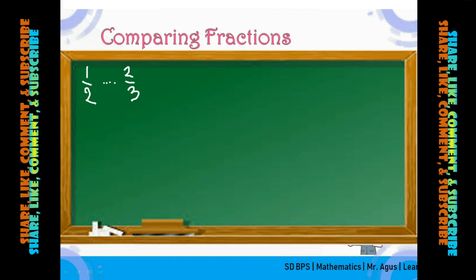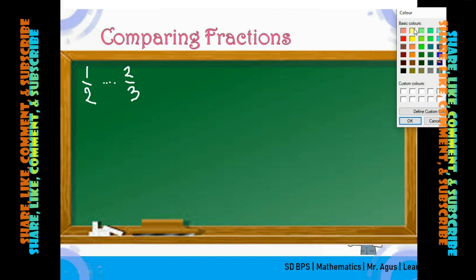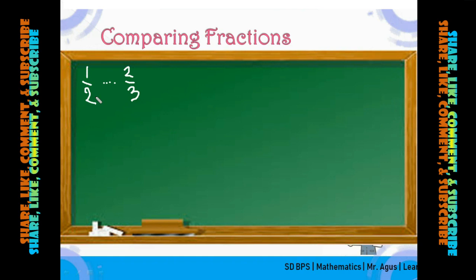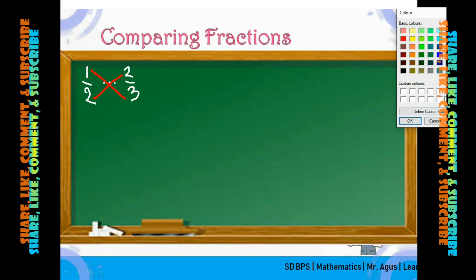Cross multiplication is, you have to multiply the first denominator with the second numerator, and then the first numerator multiplied by the second denominator. That's why we call the way cross multiplication. Let's try.